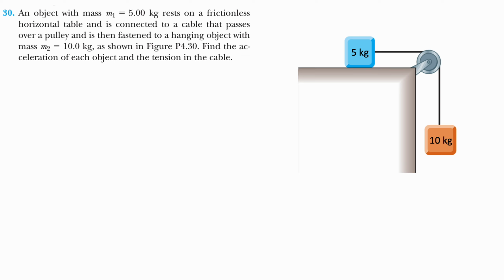So for number 30, we've got the situation: a 5 kilogram mass resting on a frictionless horizontal table, and then we've got a 10 kilogram hanging mass. Find the acceleration of each object and the tension in the cable.